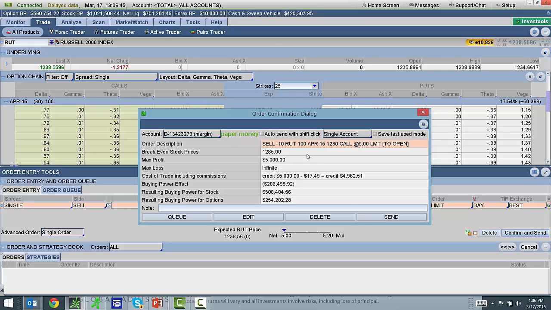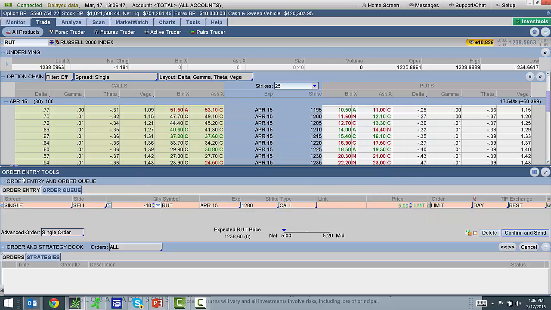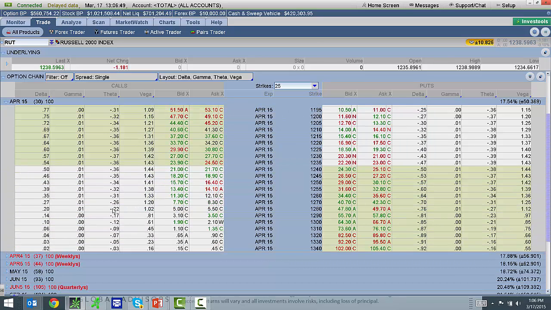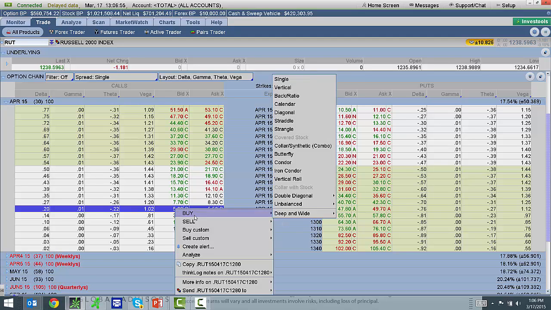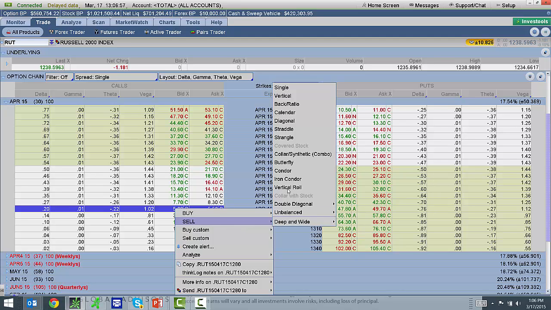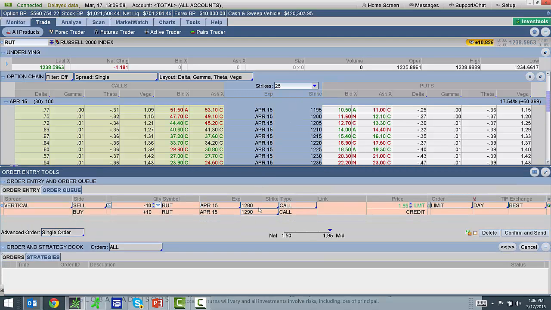Be careful. So instead of just selling the 1280, we're going to buy the 1290 in addition. And all I need to do on this software, and again, yours might be a little different, is go sell and go vertical, and it's going to bring up the 1280, 1290, and it's going to be worth $1.95 or $195 per contract. That's the premium received.